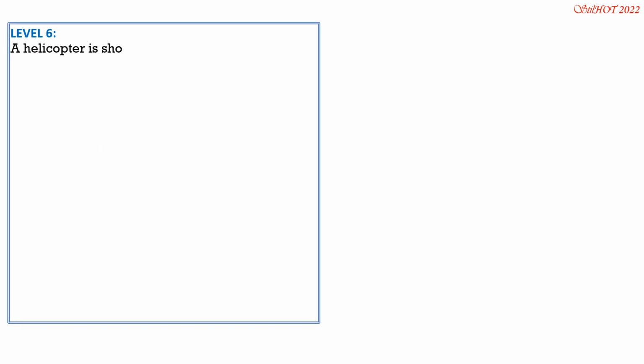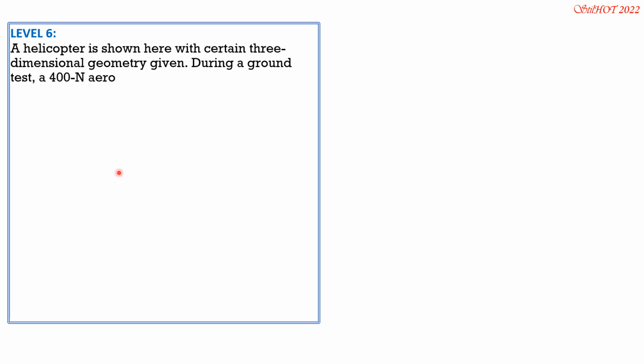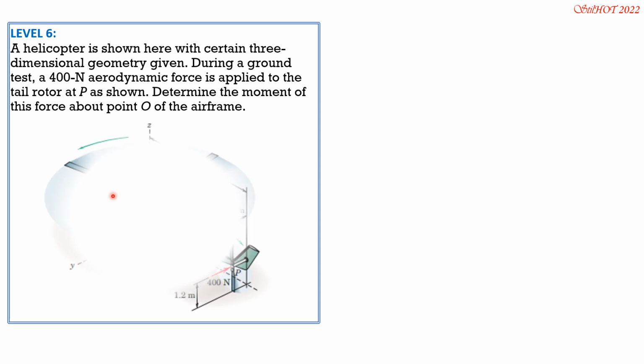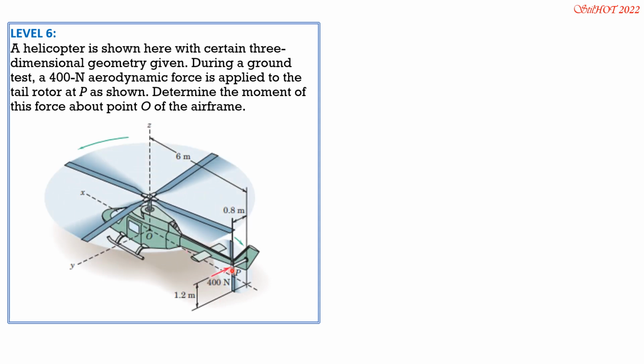Level 6. A helicopter is shown here with certain three-dimensional geometry given. During a ground test, a 400 Newton aerodynamic force is applied to the tail rotor at P as shown. Determine the moment of this force about point O of the airframe. So this is the force. Then that's the moment of the force about O.